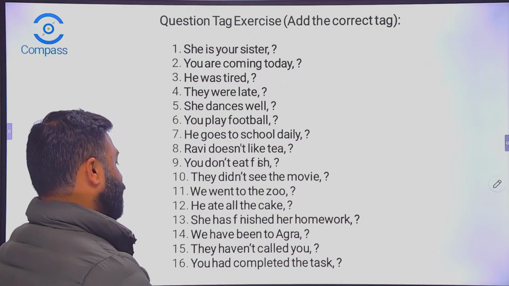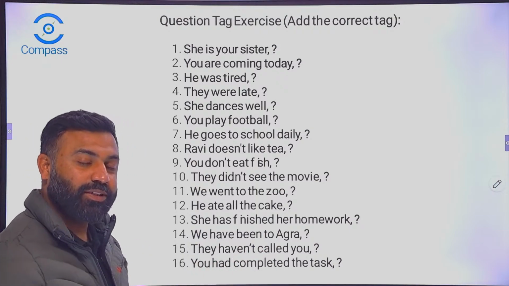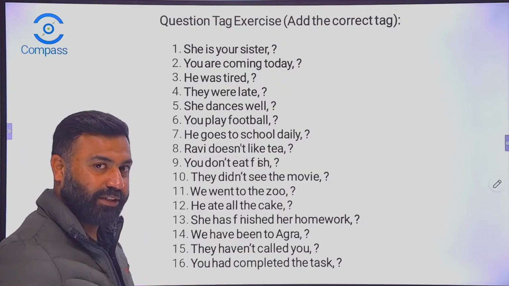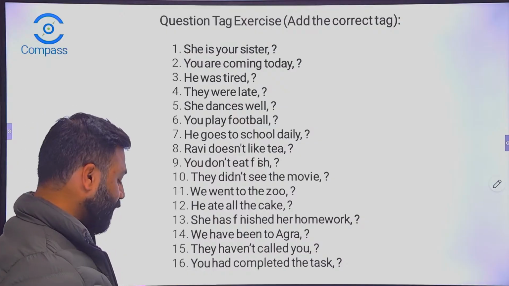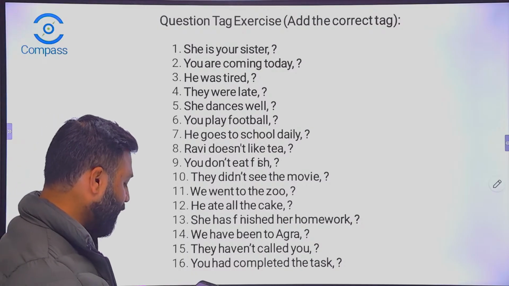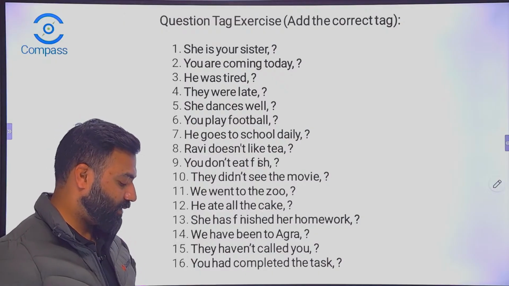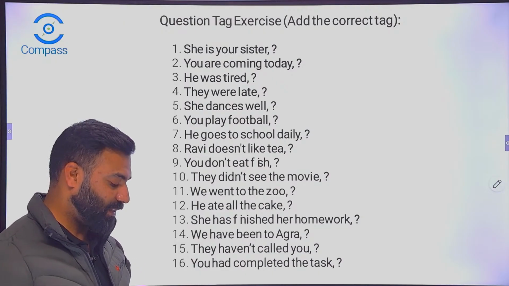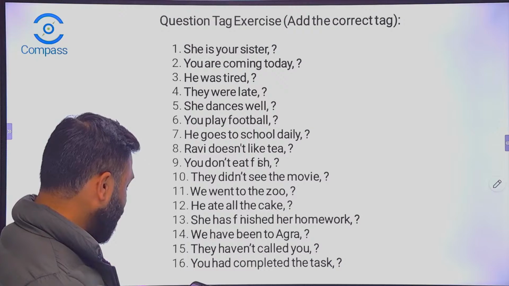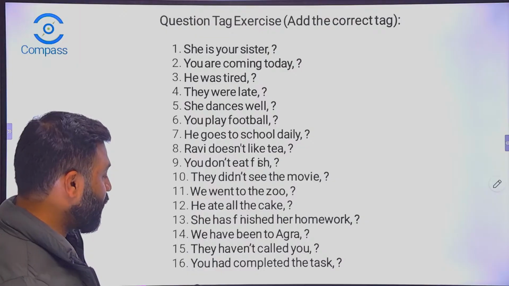Okay, now again, we have been to Agra. So the difficulty level is rising up. Now we have some tough questions here. So we have been to Agra. Come on, what will be the right question tag? We have been to Agra. Come on, come on. Yes. Keep writing. Okay, Prakash. Yes. So it is haven't we. That's the right answer. Very good.